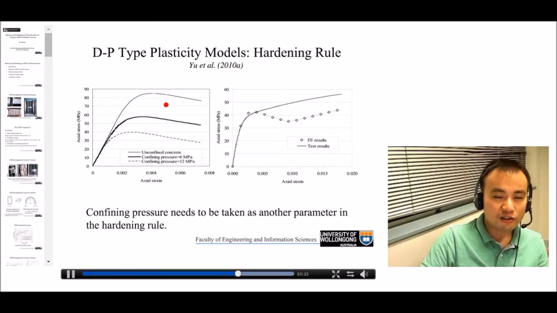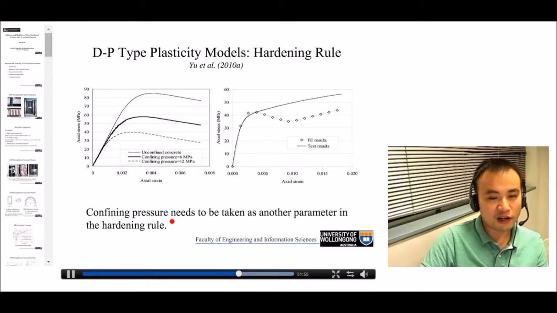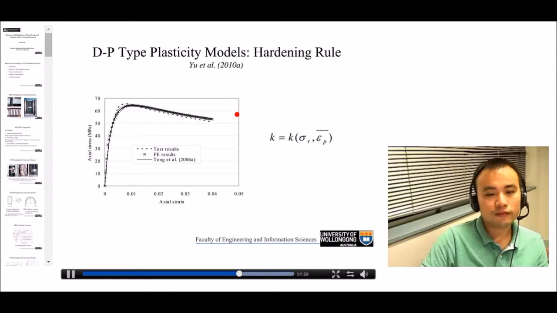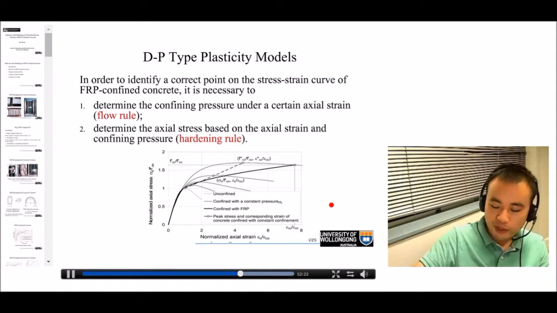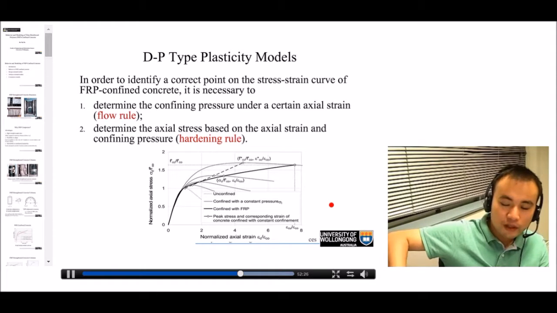So apparently, this does not reflect the experimental observation, which means if you use the plastic deformation as the only parameter in your hardening rule, it doesn't work. And to fix this, you need to make the hardening rule a function also of the confinement pressure. So you need to include confinement pressure in the function. And this shows you if you use both confining pressure and the plastic strain in the hardening rule, you can predict very well the actual stress strain curve of actively confined concrete. But keep in mind, that is only for actively confined concrete.